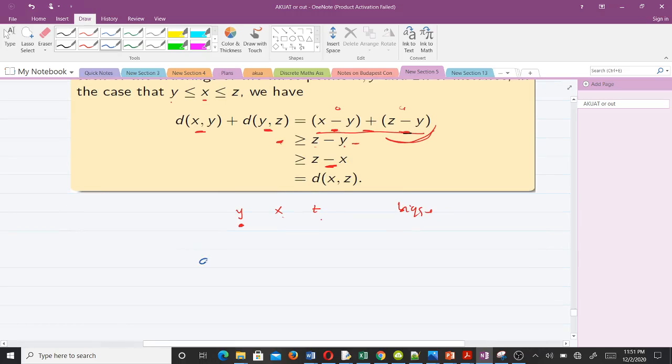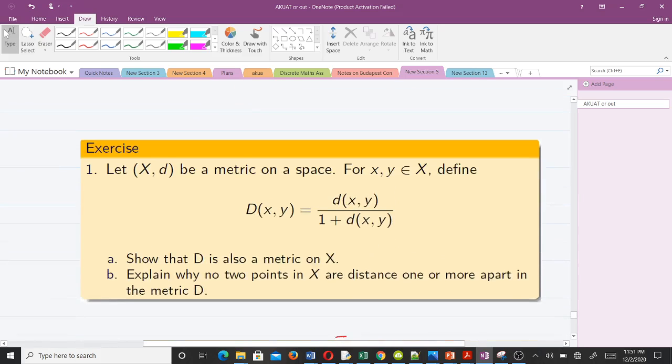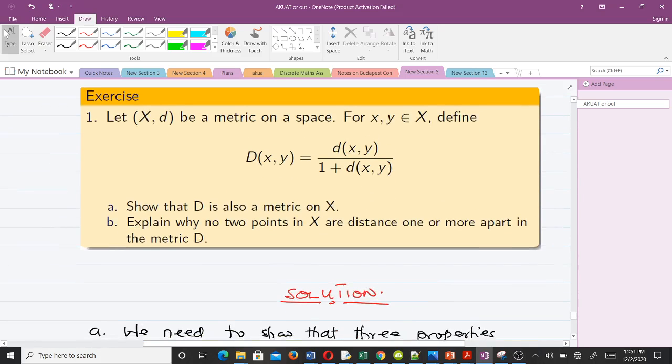So we have the distance between x and y plus the distance between y and z is greater than or equal to the distance between x and z, which shows that the third condition is also satisfied, right? So that means we have a metric on R. So now we have an exercise that we have to tackle.